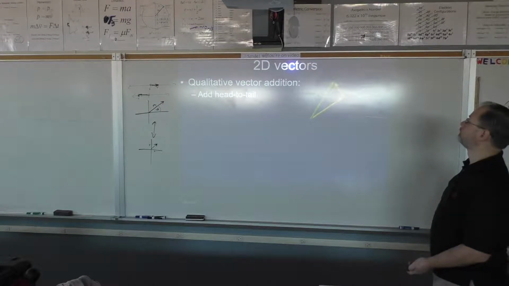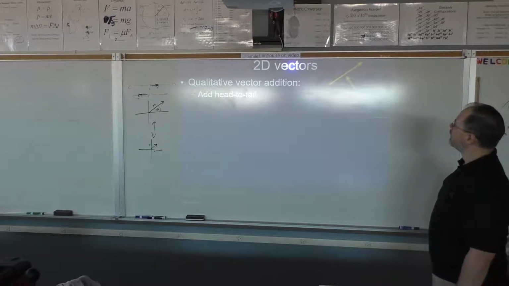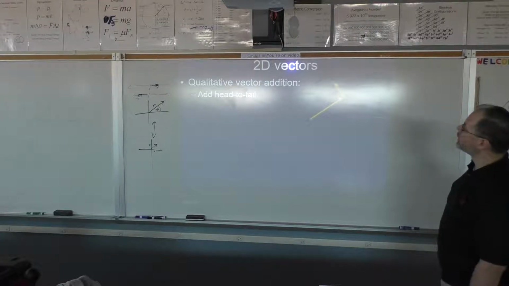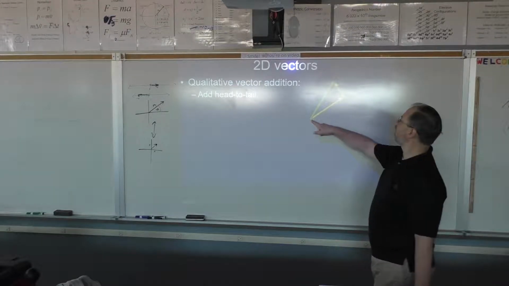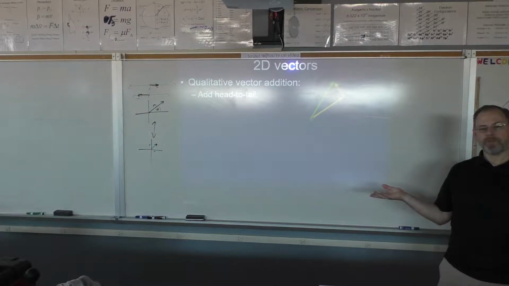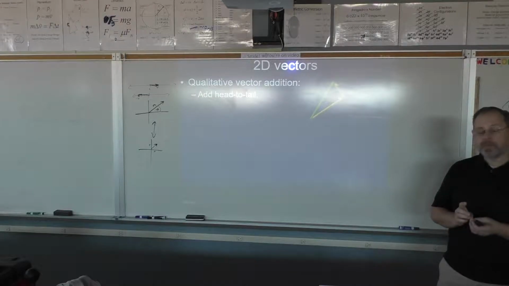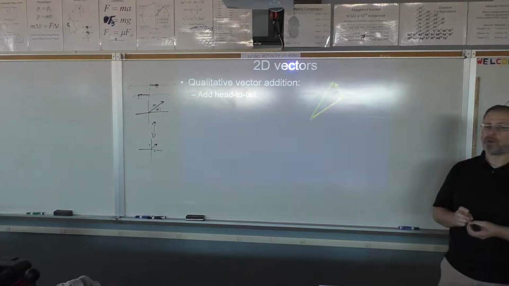I'll show you again. So imagine you've got two vectors, that vector and that vector, and you take them and move them head to tail, and the resultant vector starts where you started and ends where you ended. Make sense? Now, there is a temptation to go head to head or tail to tail. Don't do that. Take vectors and go head to tail.